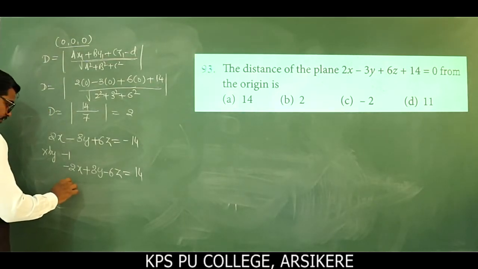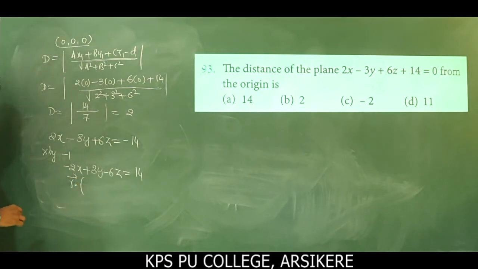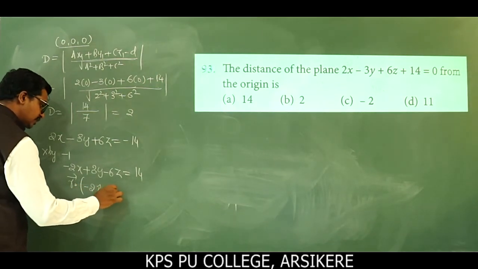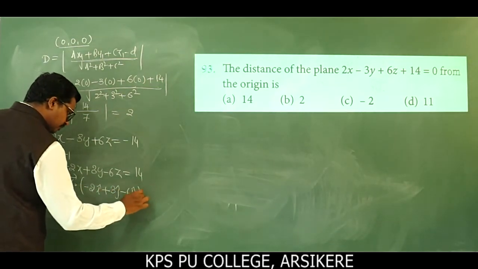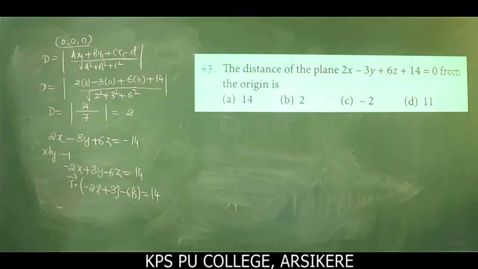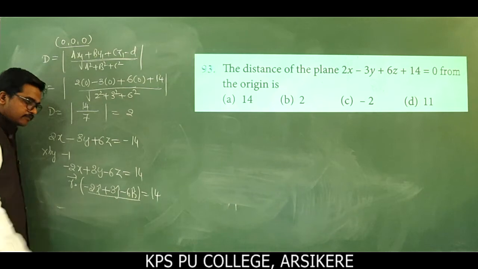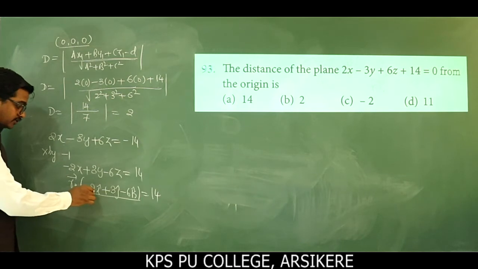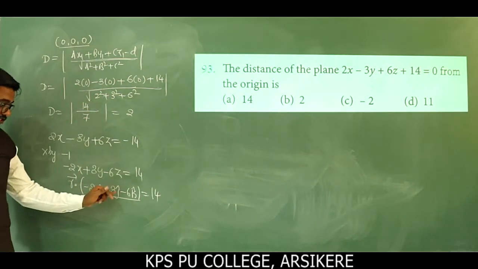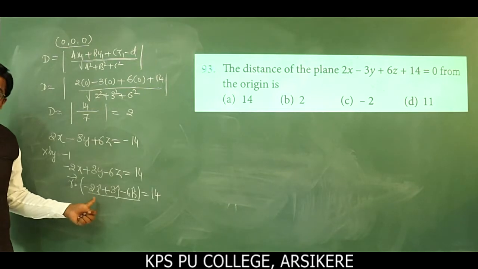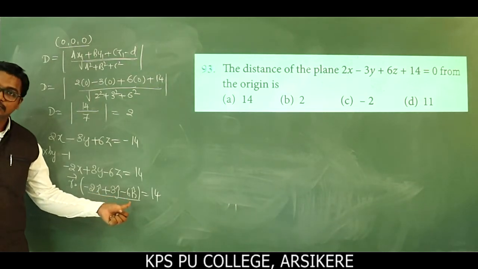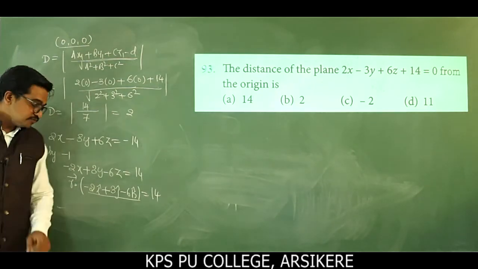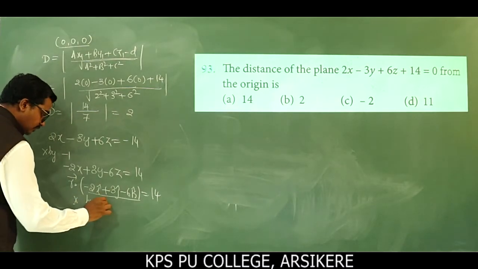So we write this as vector r dot, with the coefficients of x, y, z, that becomes minus 2 into i cap plus 3 into j cap minus 6 into k cap is equal to 14. Is it a normal vector? Yes, this is a normal vector. And is it a unit normal vector? No, because the magnitude of this vector, minus 2 whole square plus 3 square plus minus 6 whole square, is root 49, which is 7. It is not equal to 1. That's why we have to divide by 7.